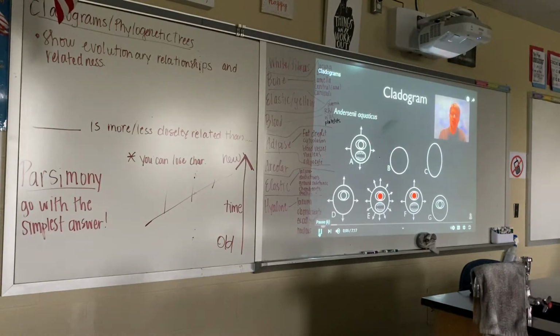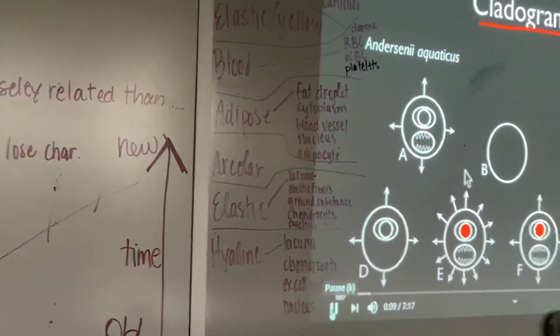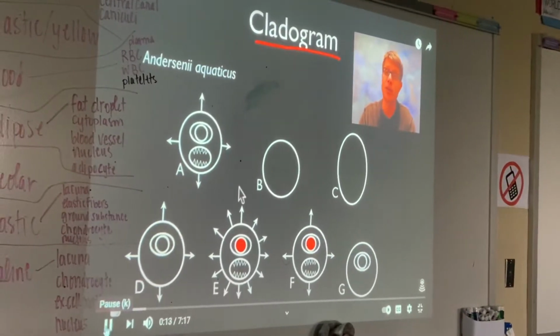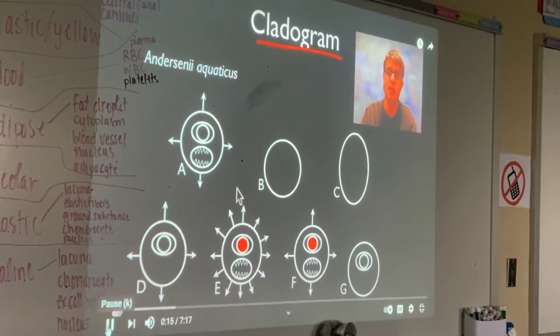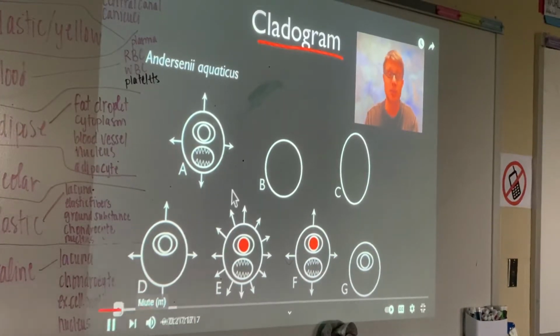Hi, it's Mr. Anderson, and in this podcast I'm going to talk about the cladogram. A cladogram is essentially taking characteristics that are shared by organisms and then putting together a hypothesis of how you think they may be related, or a phylogenetic tree. It's not a phylogenetic tree, it's just a guess at how that might occur.